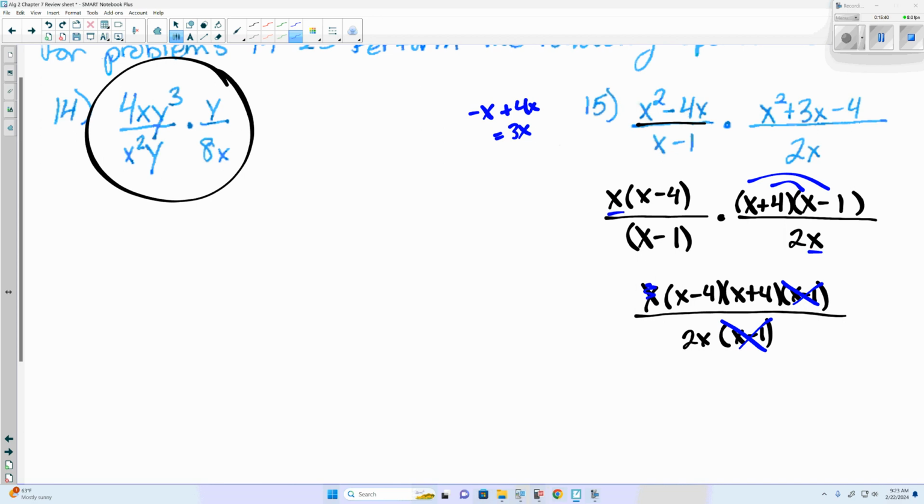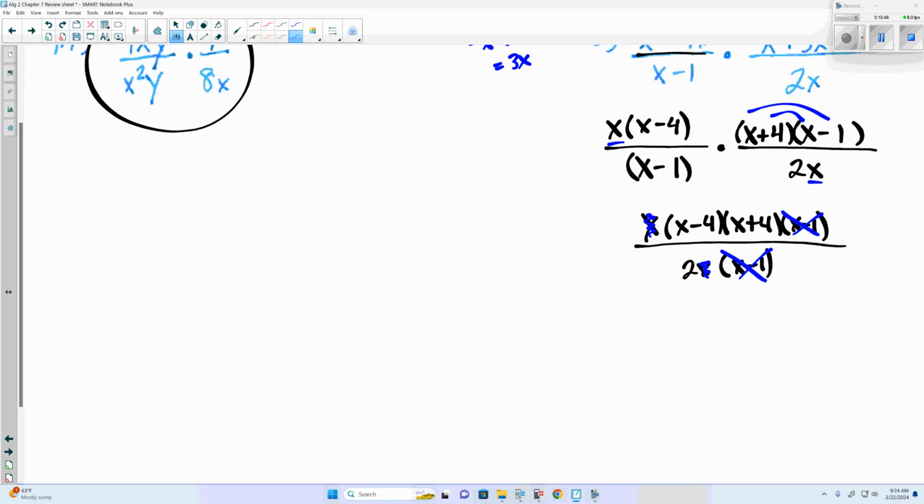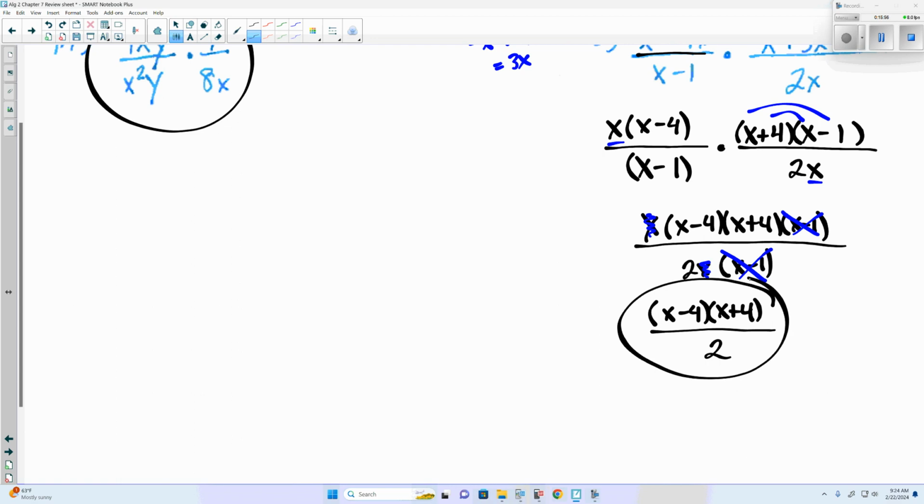Yes, because our x on top and bottom, since they're both to the same power, they cancel out completely, leaving us with x minus 4 times x plus 4 over 2. And again, there's no reason to multiply the x minus 4 and x plus 4 together at this point. It would give us x squared minus 16 all over 2, but it's the same answer.